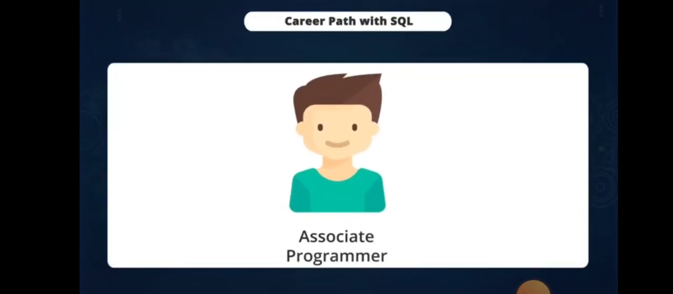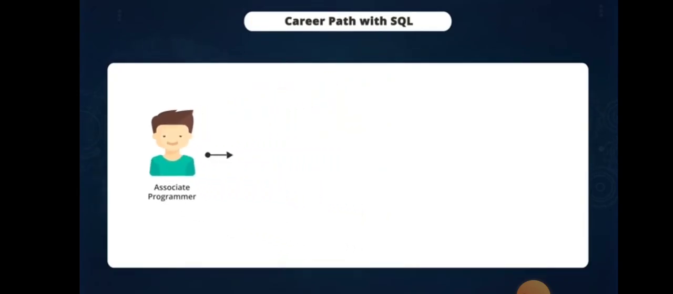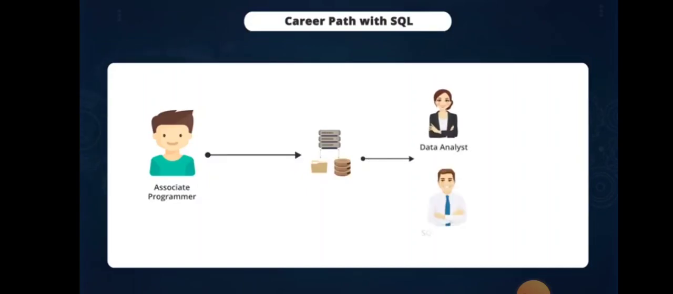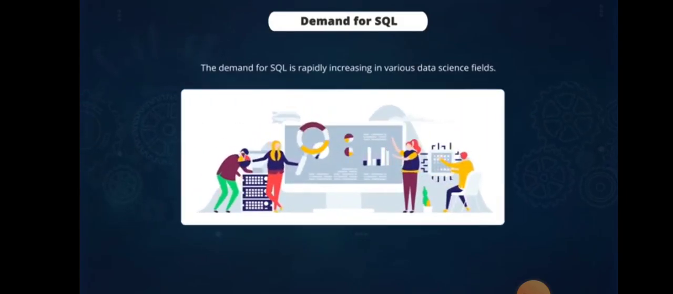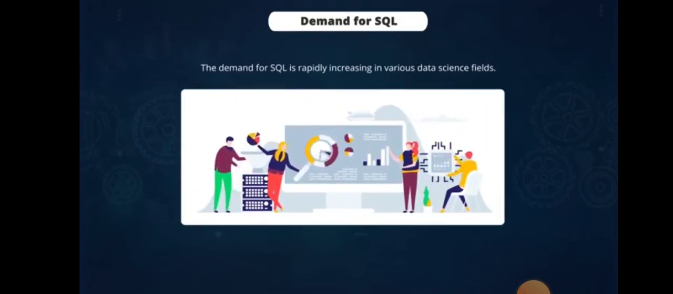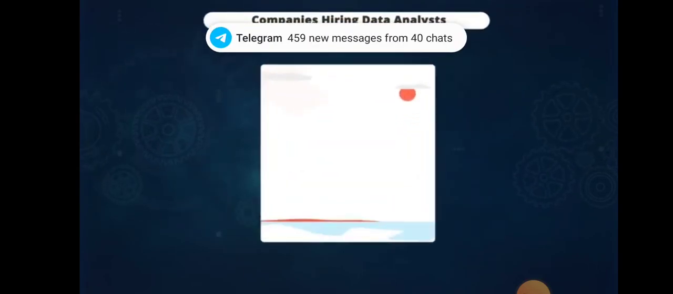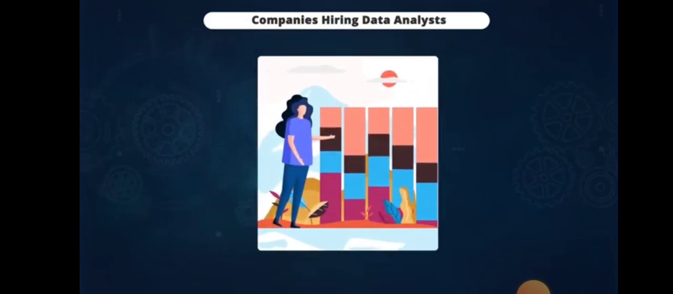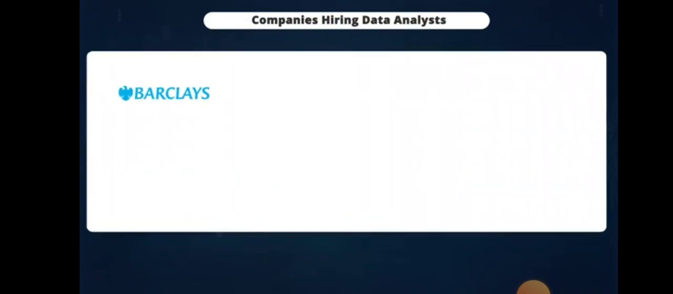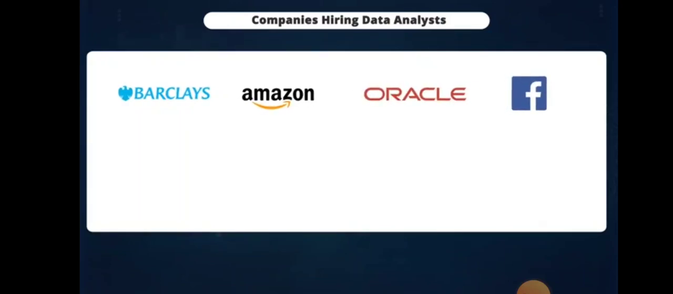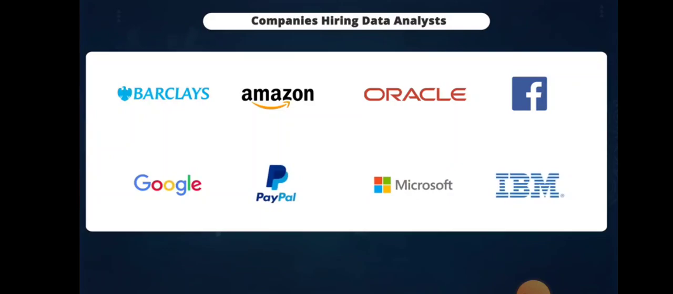For instance, an associate programmer who recently graduated as an engineer decides to pursue a career in the data science field. After completing this course, he will be qualified to work as a data analyst, SQL developer, database administrator, or BI administrator. The demand for SQL is rapidly increasing in various data science fields. In the future, it is expected that this demand will continue to grow significantly. Today, many companies around the globe are hiring data analysts. A few notable names include Barclays, Amazon, Oracle, Facebook, Google, PayPal, Microsoft, and IBM.